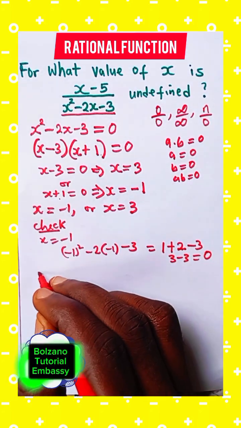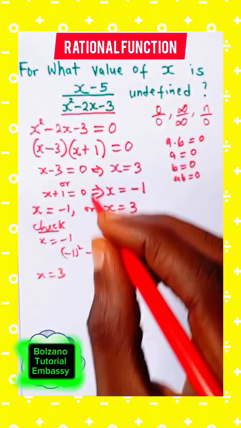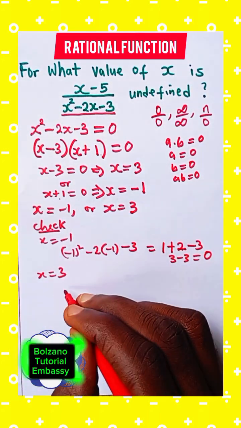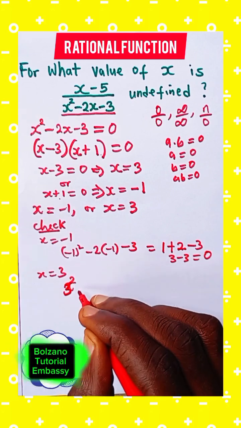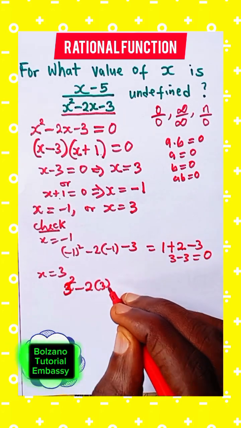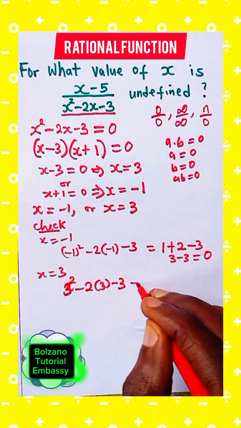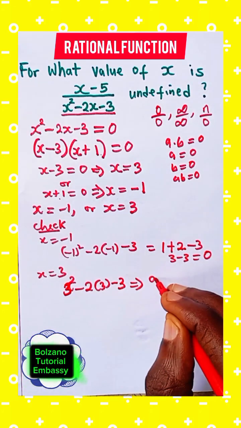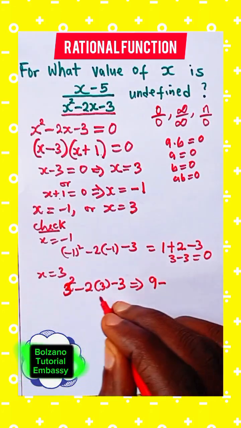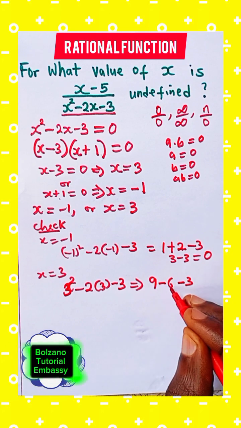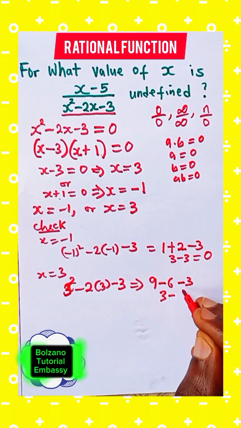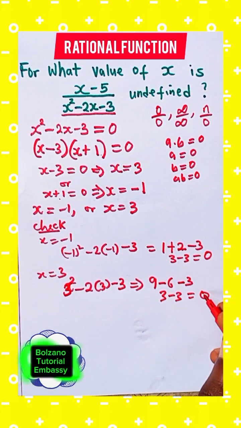So that is correct. When x is 3, we substitute at the denominator also. So we're going to have 3 squared minus 2 times 3 minus 3, and this will give us: 3 squared is 9, then minus 2 times 3 is 6, then minus 3. 9 minus 6 is equal to 3, then minus 3, which is 0.